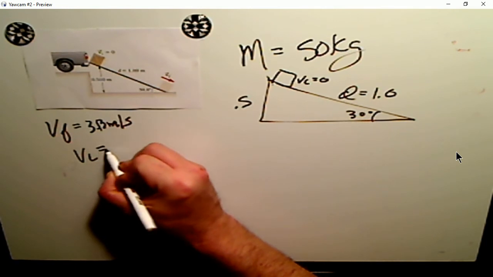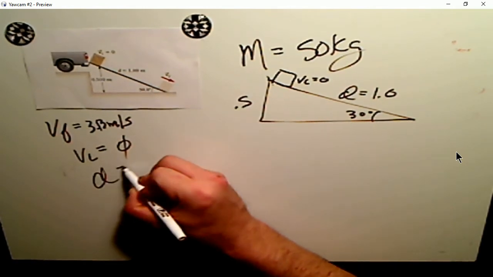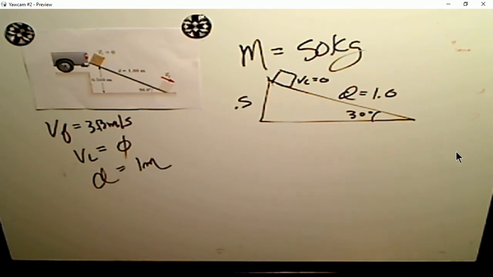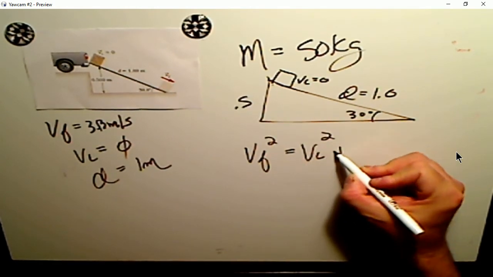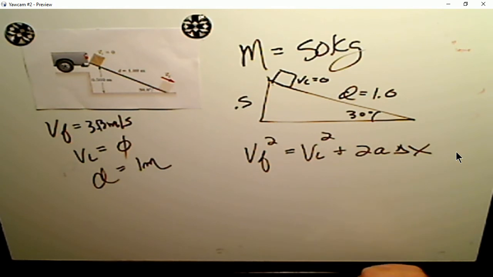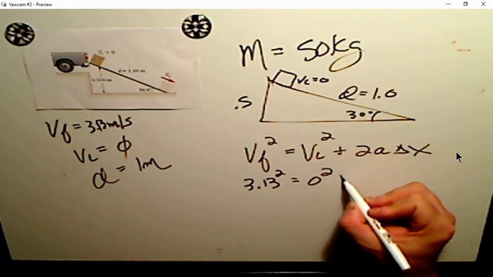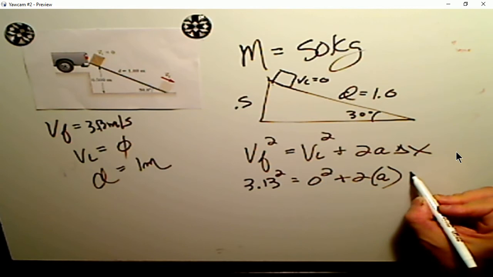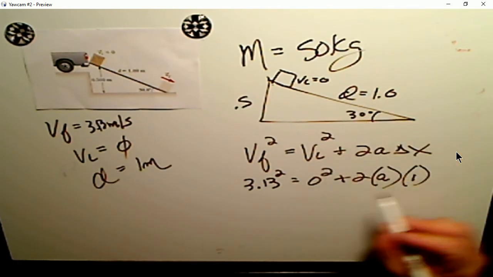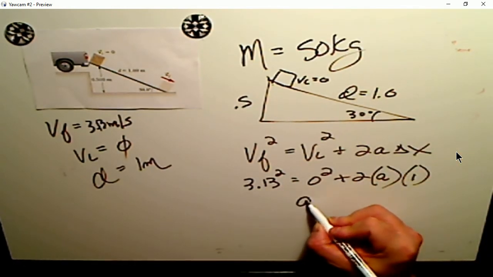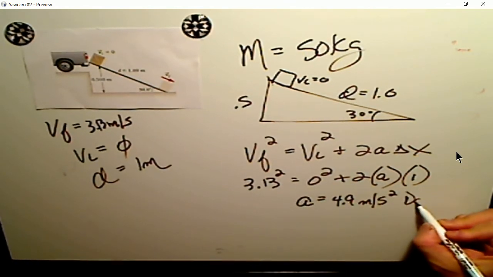Because our velocity initial is equal to 0. And the distance we're covering is 1 meter. Well, I can use the kinematic equation, velocity final squared equals velocity initial squared plus 2a change of x. And I'm going to get 3.13 squared equals 0 squared plus 2a change of x. Well, we know the change of x, right? 1 meter. Distance of 1 meter. And you're going to get an acceleration of about 4.9 meters per second squared down the ramp.